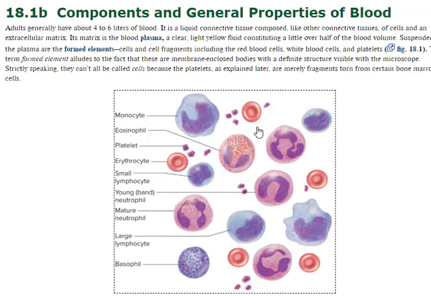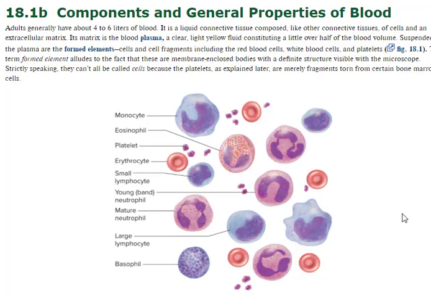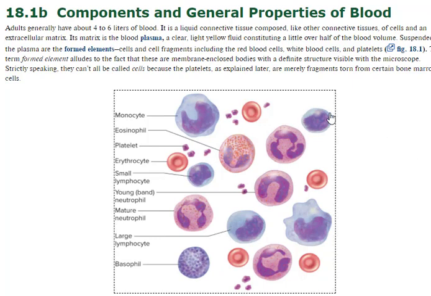So we have these really large ones called monocytes, and the monocytes crawl around and eat things that shouldn't be there, and they're really, really large. And then we have lymphocytes, which look a lot like them, but are much smaller. So there's your lymphocytes and your monocytes in comparison.